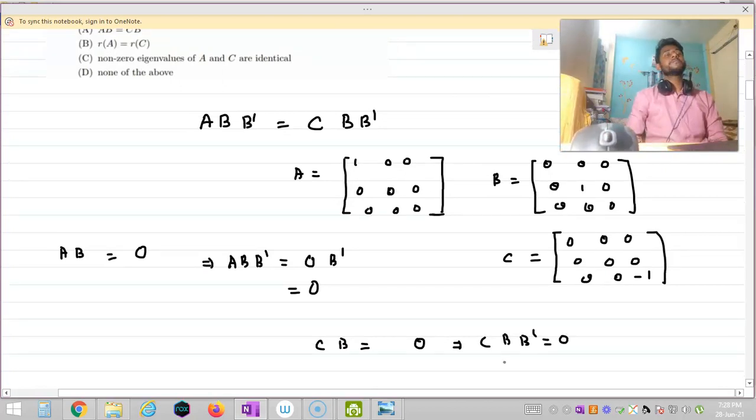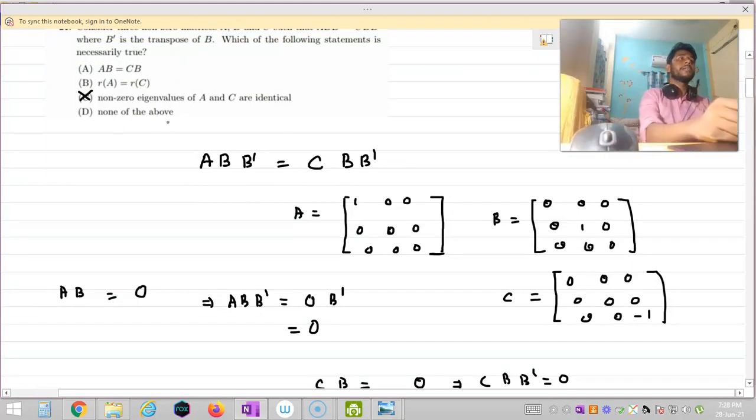Now you can see that I can consider A as a diagonal matrix, and 1 is an element of the principal diagonal. Hence I can say that 1 is an eigenvalue of A, and from this I can say that -1 is also an eigenvalue of C. So the statement that the non-zero eigenvalues of A and C are identical is not the correct option, as 1 is an eigenvalue of A and -1 is the only non-zero eigenvalue of C. So option C is not correct.